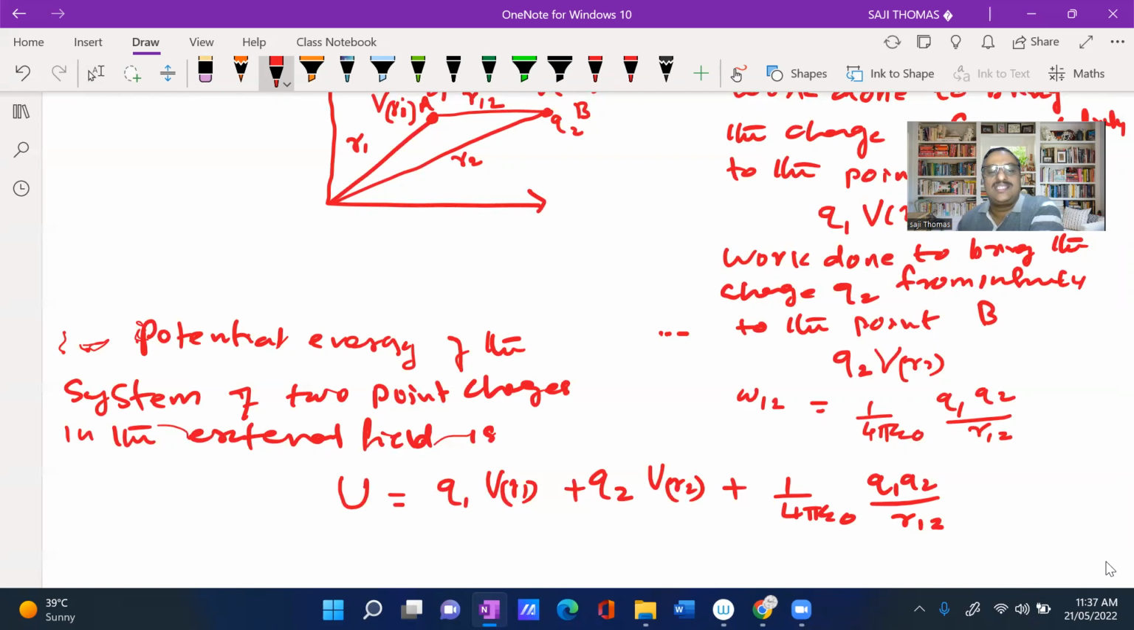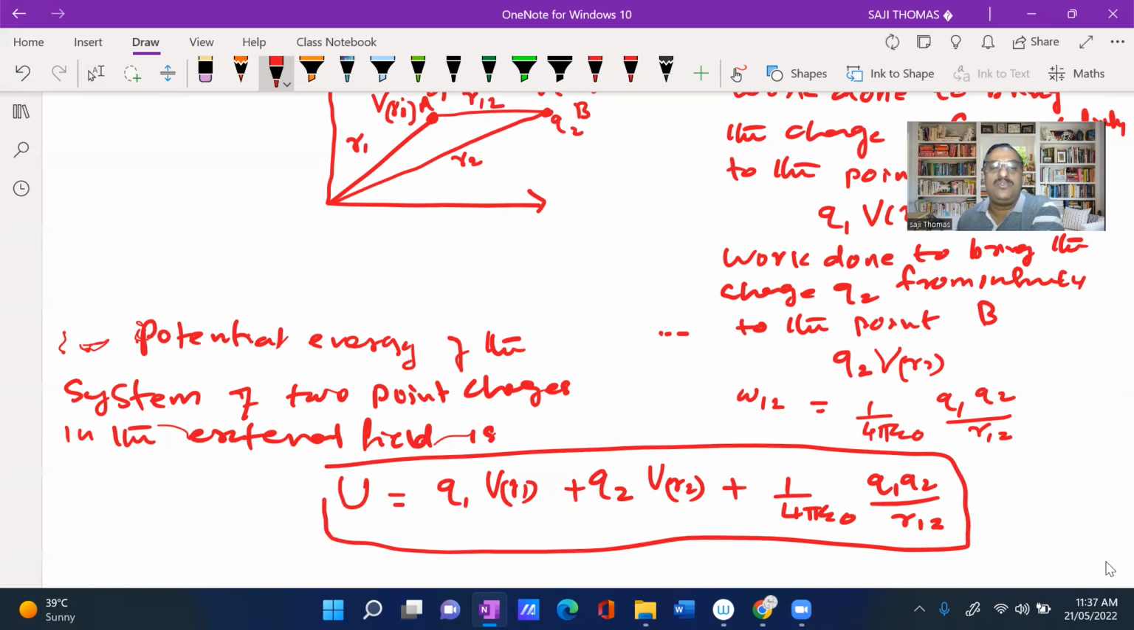This is the equation for the potential energy of a system of 2-point charges in an external electric field. What are V(R1) and V(R2) here? V(R1) is the potential at the point A, whose position vector is R1, because of the external field. V(R2) is the potential at the point P because of the external field. So this is the equation for the potential energy of a system of 2-point charges in an external field.